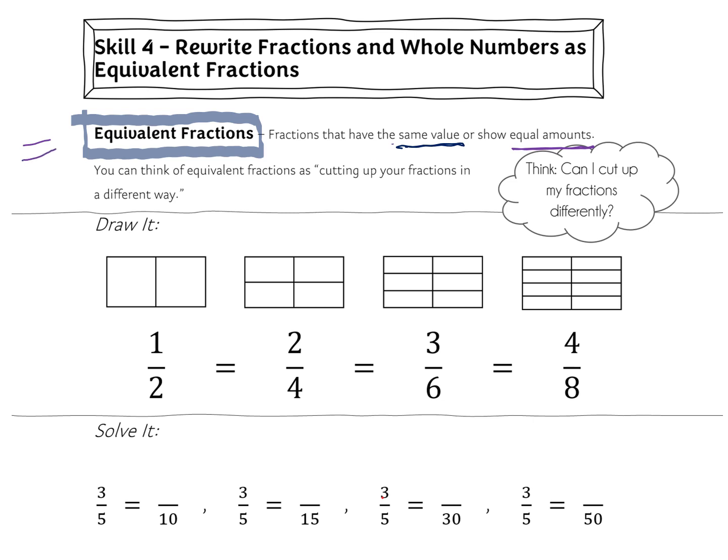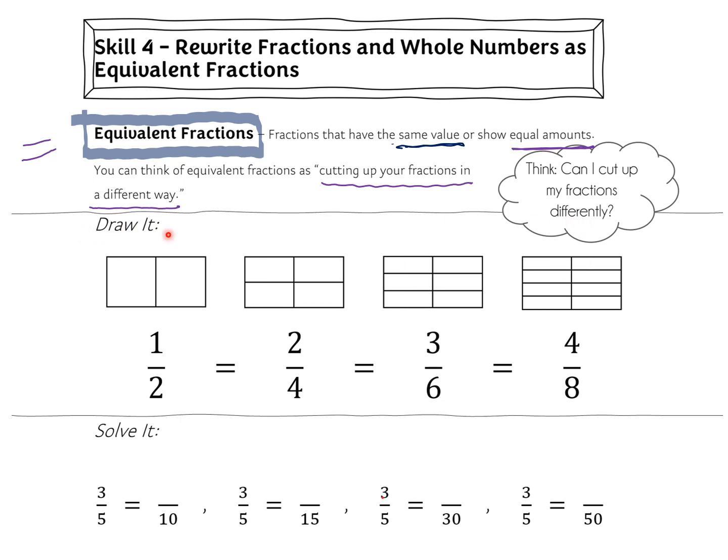You can think of equivalent fractions as cutting up your fractions in a different way. Just like when you order a pizza, they could cut it into different amounts of slices. It doesn't change how much pizza there is in the box, but it does change how big your slice is. So the big idea is just cutting up fractions differently. And so that's over here in our thinking bubble. Can I cut up my fractions differently?